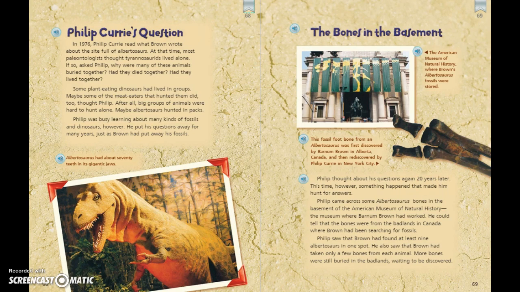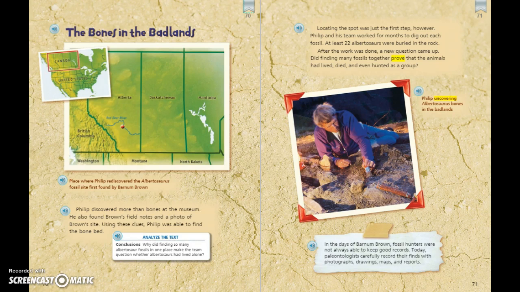Why doesn't Currie spend more time researching his ideas about the Albertosaurus? What causes Currie to return to his study of the Albertosaurus? Why does Currie decide to return to the Badlands? Why does the author include a map and an inset map on page 70?